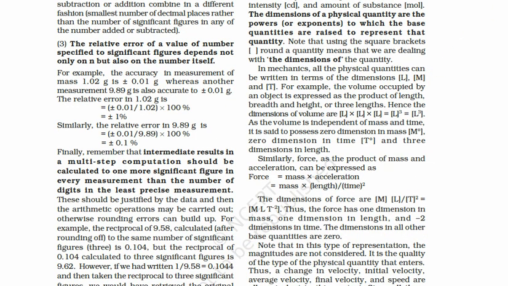Now relative error. The relative error of a value specified to n significant figures depends not only on n but also on the number itself. So let us understand with this example of relative error. Suppose we measure a mass of 1.02 gram with a scale of precision 0.01 gram, whereas another mass is measured as 9.89 gram with the same scale, again with precision 0.01 gram.